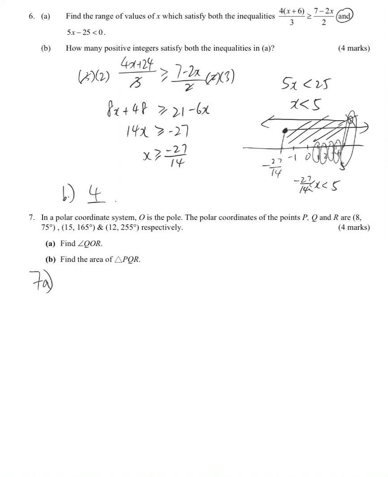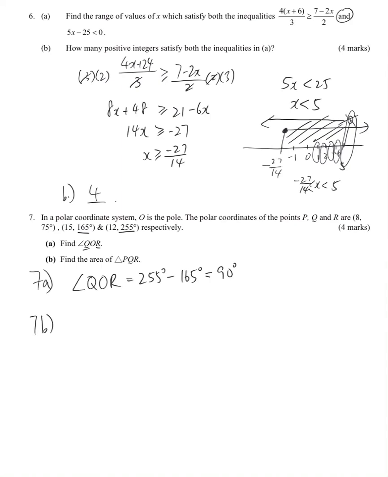Number 7a, we are asked to find the angle QOR. So big minus small on the QOR. Okay, so let's look at Q. Where's Q? Q is the second one, so 165, and R is the last one, which is 255. So big minus small. So 255 minus 165, sorry, is 90 degrees. So that's it.